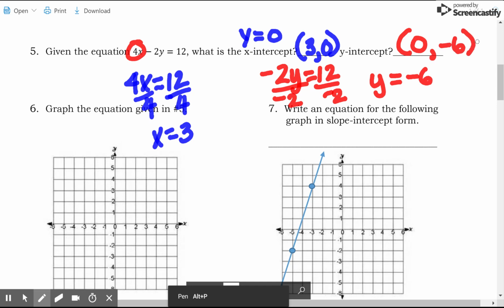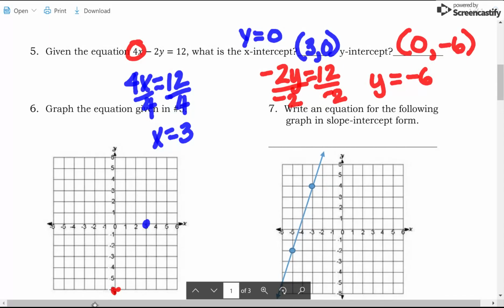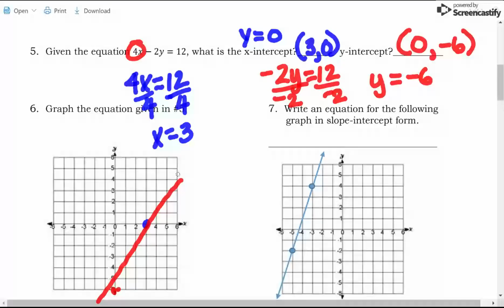Now it says graph the equation given in number 5. So if I were to graph the x-intercept at +3, so on the x-axis I go to +3, and the y-coordinate is at -6, way down here, right there. And if we draw a line, sorry I don't have a ruler on this one, but that's what the line should look like. It should go through -6 on the y and +3 on the x-axis.